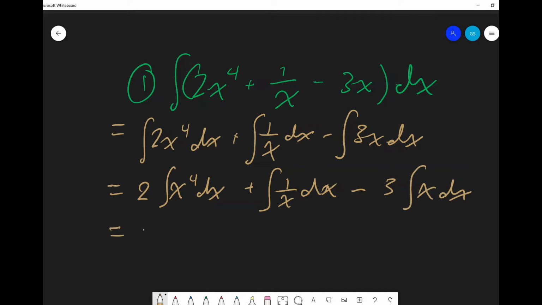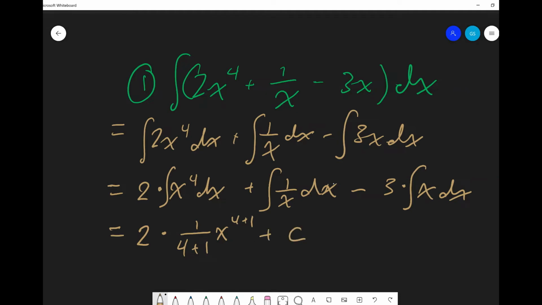Keep in mind, since this 2 was multiplying this x^4, it's still going to be multiplying this thing here. These are still multiplying each other. So this would be 2 multiplied, integrating x to the 4, recalling that first rule we learned from the last video, 4 plus 1. Now, when we do indefinite integrals, we would obviously write plus c.